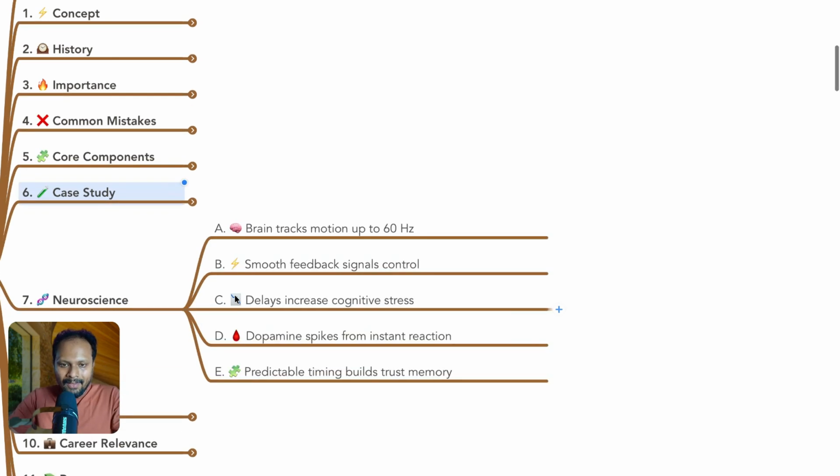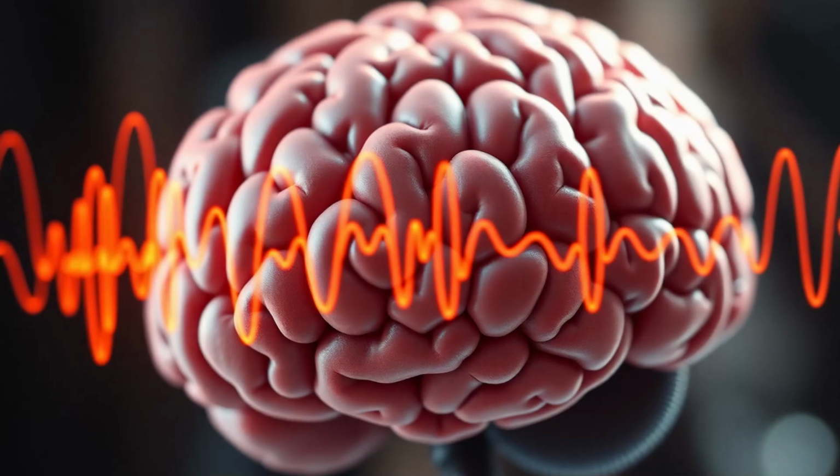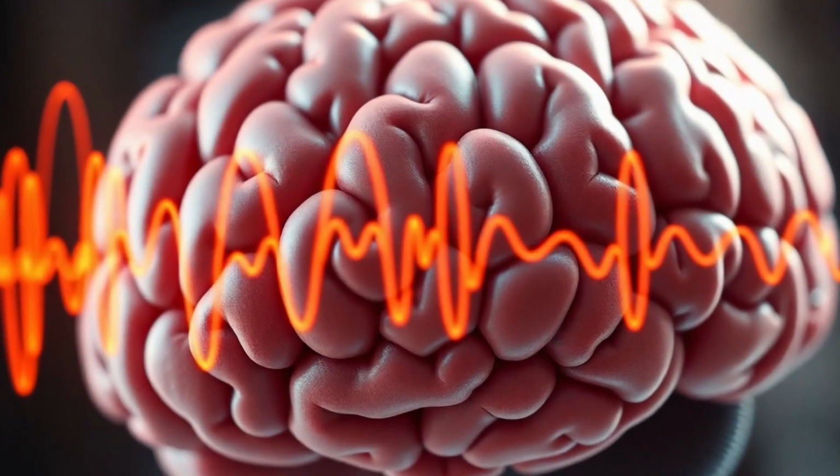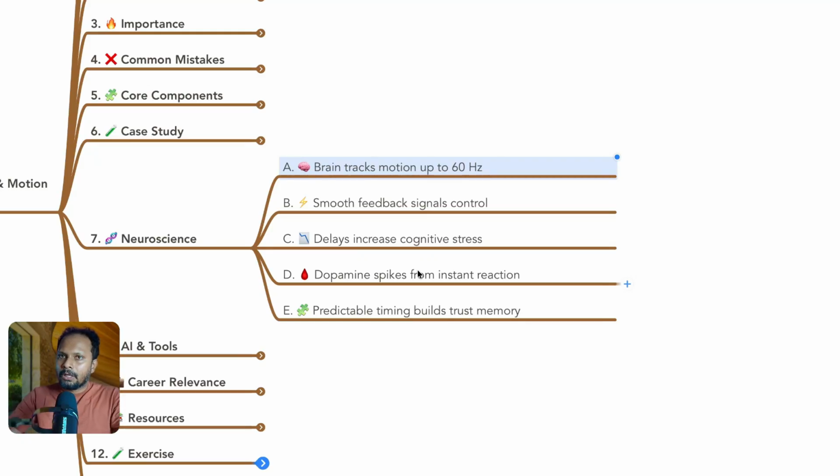Okay, Jagdish, what exactly happens inside the brain? The brain tracks motion up to 60 hertz. Beyond that, it will feel too fast, and the user will not be able to enjoy the real experience. Slow is also bad, too fast is also bad. Optimal is something which is very nice. Smooth feedback signals control inside the brain for a better understanding. If it goes zuk zuk zuk, I'll think some error has happened. How come I got this answer? No, I'm not believing this. People will be a little skeptical.